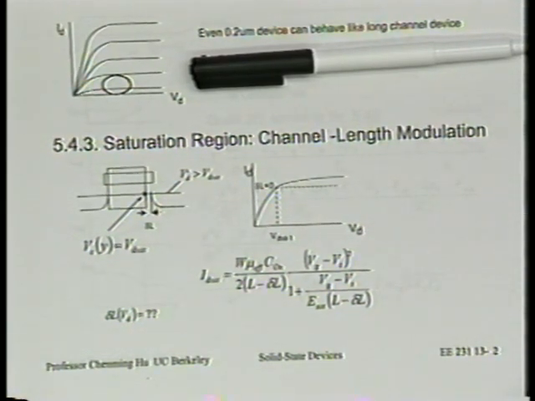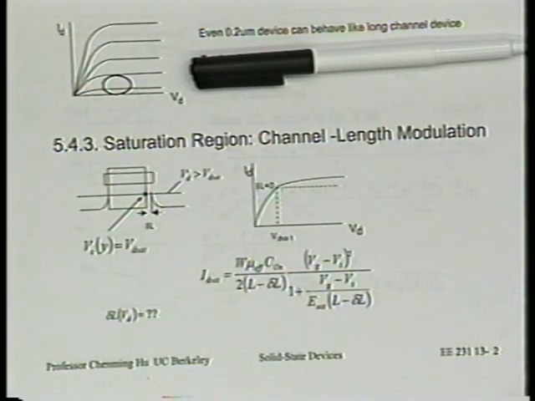Similarly, we say when the channel is long, Vd set reverts to Vg minus Vt. When the channel is short, Vd set is quite small. So how long is long? How short is short? I ask you this question. Do you have a question? Do you have some answer for me? How long is a long channel?